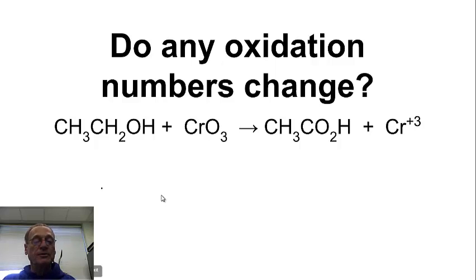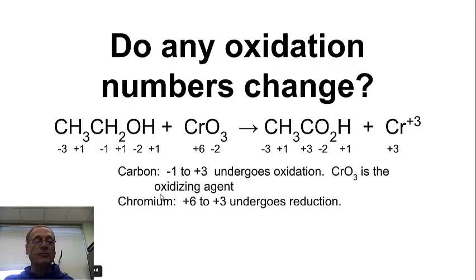Welcome back. Hopefully you've assigned oxidation numbers to all of the atoms, and this is what you've come up with. Since these hydrogens are each +1, the carbon has to be -3. Since these hydrogens are each +1, as is that one, and the oxygen's -2, therefore this carbon has to be a -1. The oxygens here are each -2, and therefore the chromium has to be a +6.